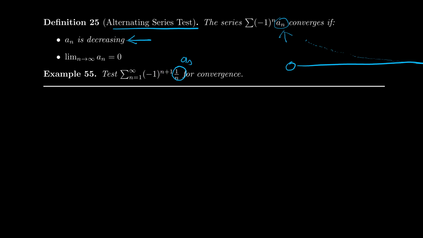So what we're going to do first off is ask: is 1 over n decreasing as n gets big? Is it 1/2, 1/3, 1/4, 1/5, and so on and so forth? Is that decreasing? Are the numbers getting smaller?